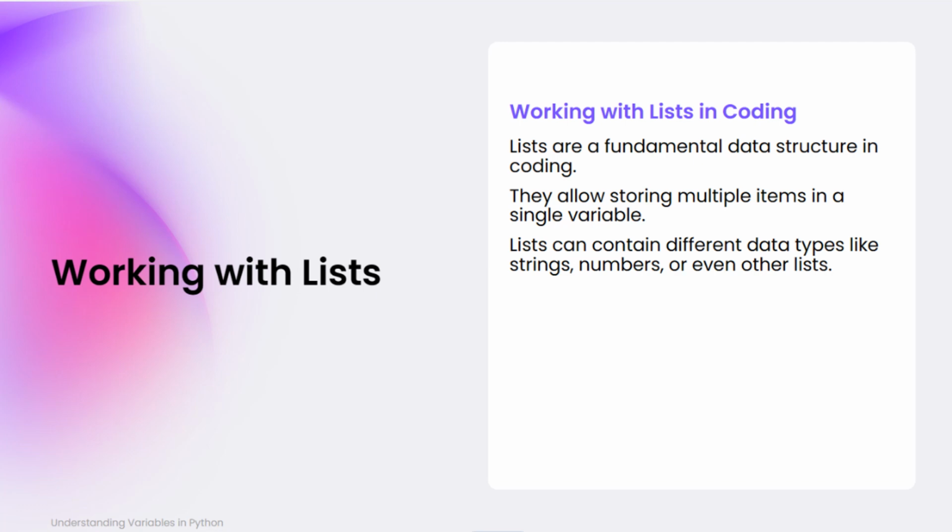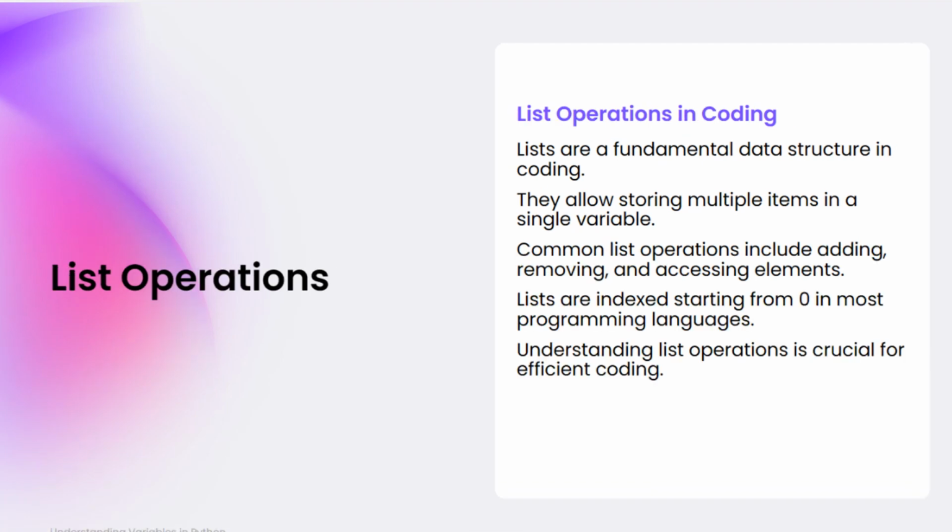Now let's talk about working with lists. Lists are a fundamental data structure in coding. They allow for storing multiple items in a single variable. Lists can contain different data types like strings, numbers, or even other lists, as I've already told you. Now let's know about the operations we can perform on lists. We can add elements, remove elements, and access elements. These are the three basic operations we can do on lists.